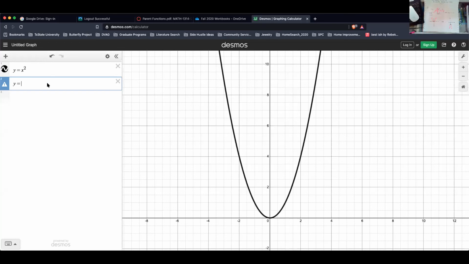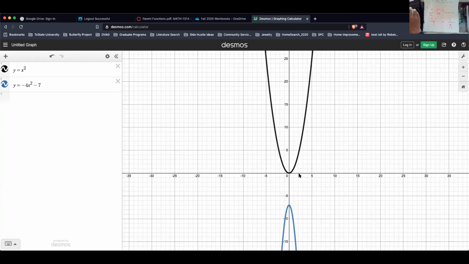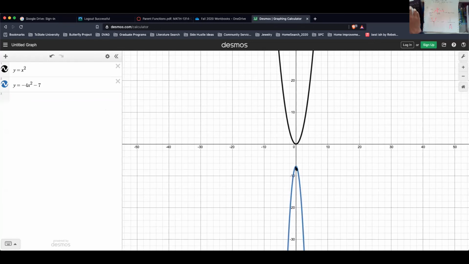Okay, so we're in Desmos. We have the parent function in already. Let's go ahead and throw this new function in. Negative 4 x squared minus 7. Well, I don't see anything right now. But if I zoom out, I can see that's exactly what happened. So we're going to use these rules to build intuitions about what the graphs of these new functions are going to look like. And that's what we mean by taking the parent functions and transforming them using those rules.